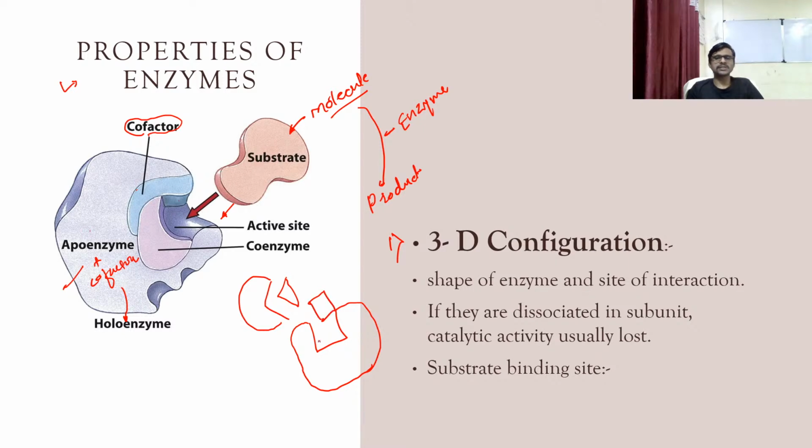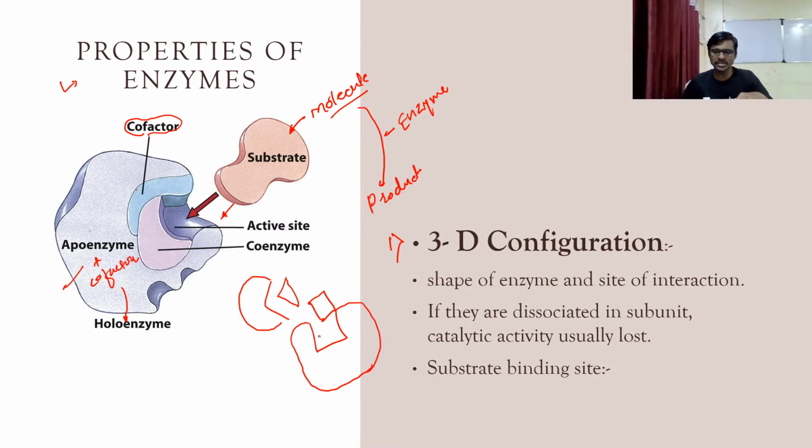So now you can understand the enzyme requires an exact 3D configuration. That's why its active site looks like its substrate, and then the substrate binds to the active site to activate or to catalyze the reaction. So the 3D configuration of the enzyme, or the shape and the site of interaction of the enzyme, is necessary to be in an exact configuration. Okay, so it matters, guys.